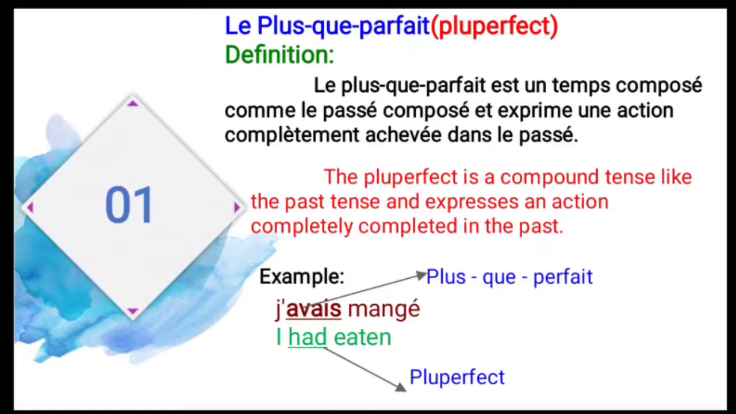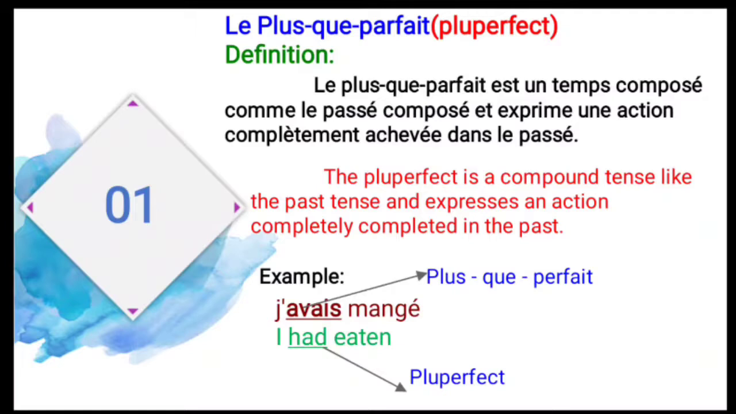So let's see the first content, le plus-que-parfait. Plus-que-parfait means what? That is pluperfect, more than perfect. The term plus-que-parfait suggests more than the past perfect. This tense is used to indicate an action which took place before another action in the past. Let's see the example after that.